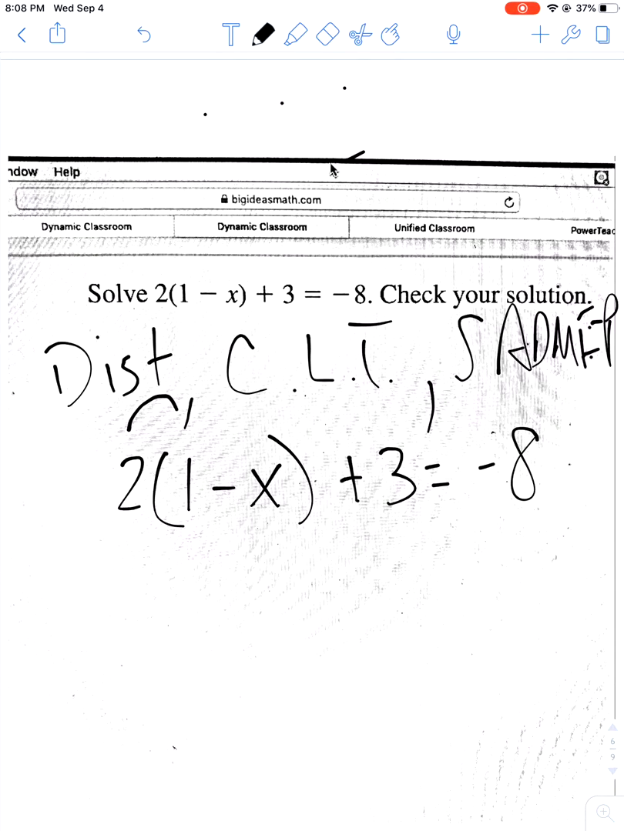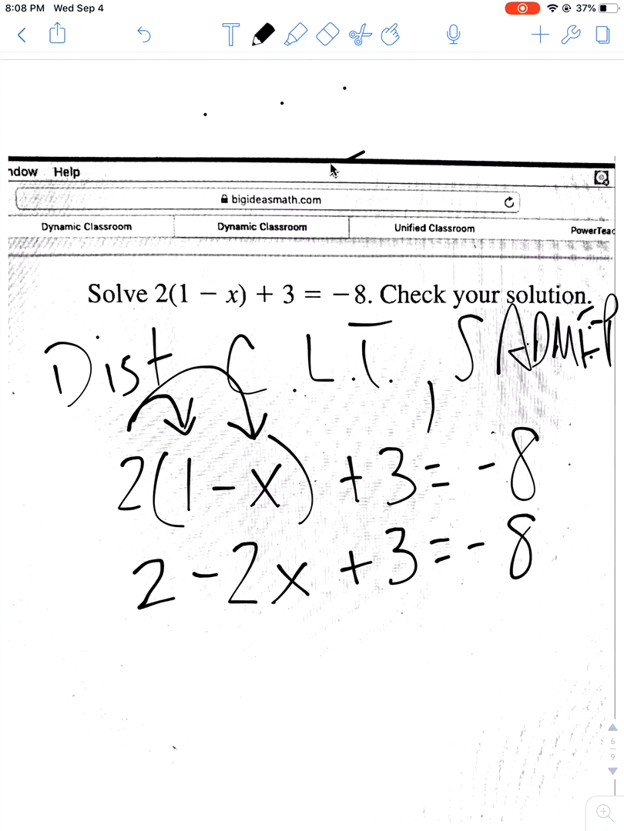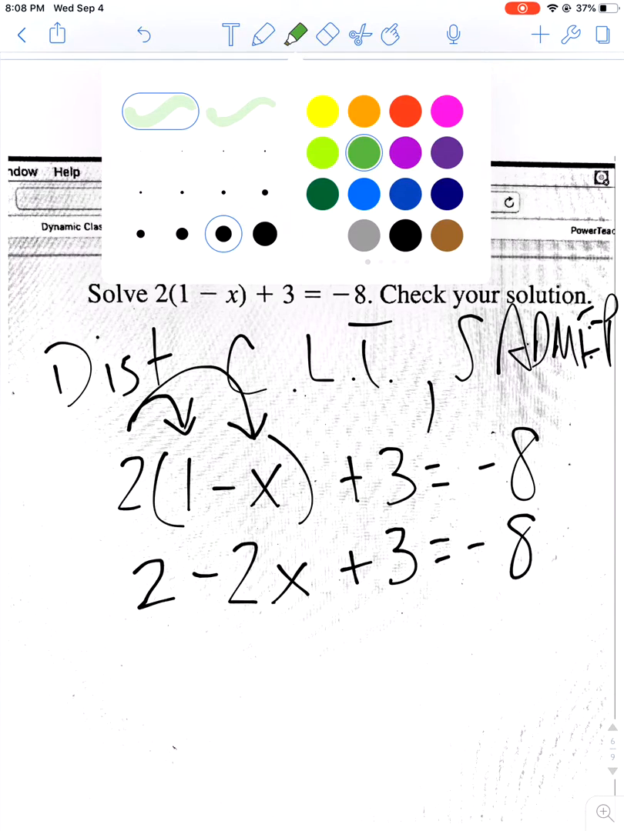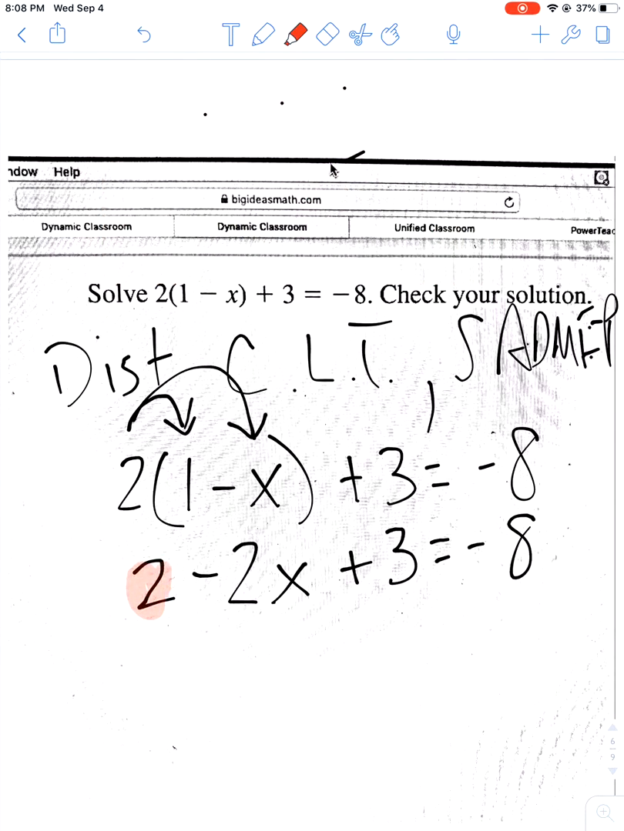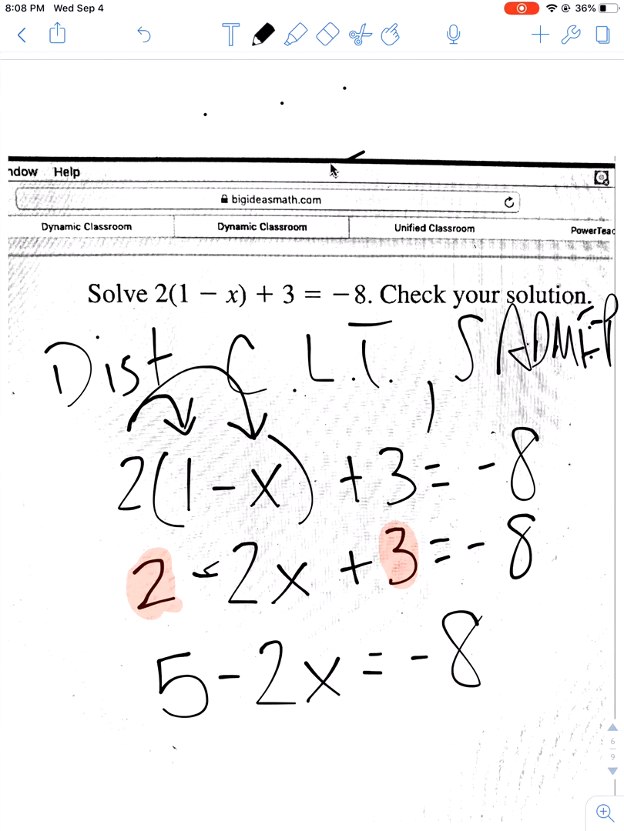So I've got 2 times 1, which is 2. 2 times negative x, which is negative 2x. Rewrite anything you didn't change. So now I've distributed. Now I got to look and see, are there terms I can combine? Well, I can combine the 2 and the 3. When we combine, we're just adding, so 2 plus 3 is 5. And now I just need to solve.